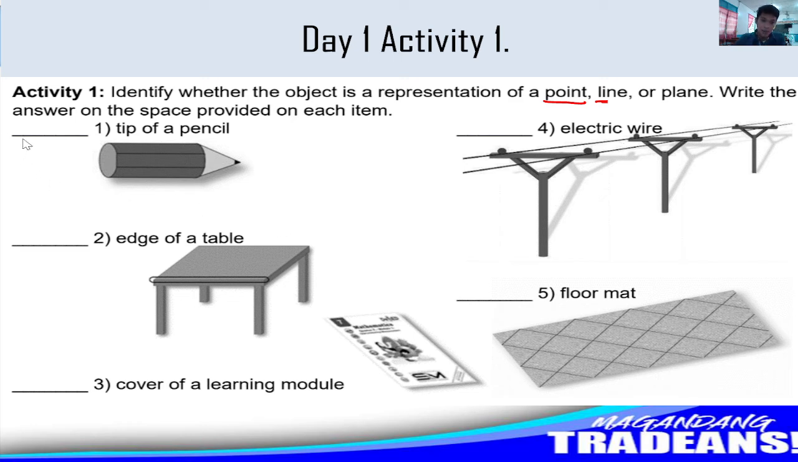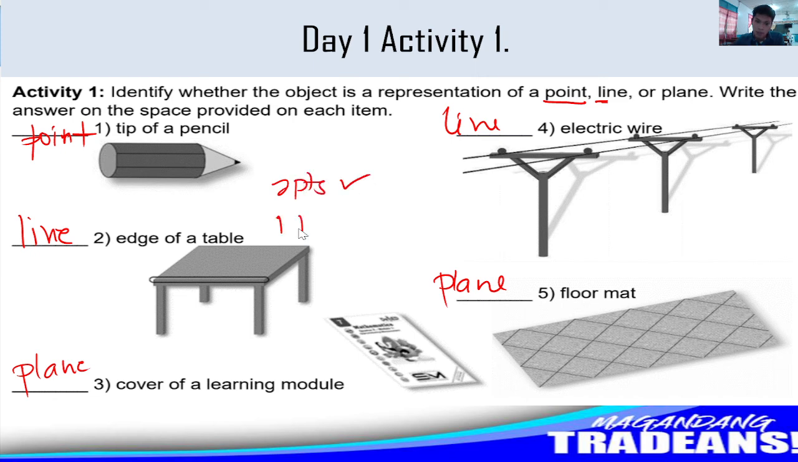So let us check activity number 1. Tip of a pencil, that is an example of a point. Next, edge of the table. That is an example of a line. Ito yung example ko kanina. Next, cover of a learning module. That is a plane cover. So this is the plane surface. Floor mat, that is a plane. The electric wire, that is a line. So 2 points each. 2 points po ang tama, 1 point naman po ang mali. I know you got it all correct.